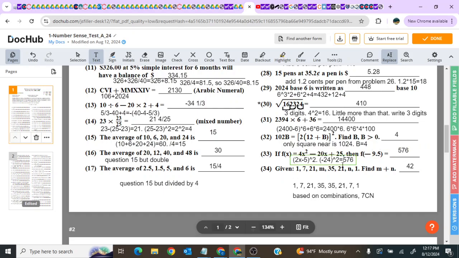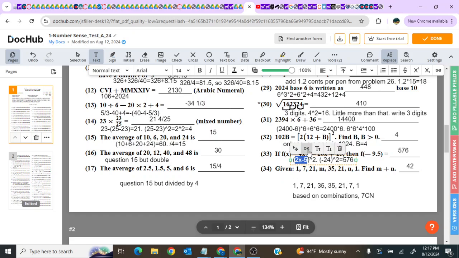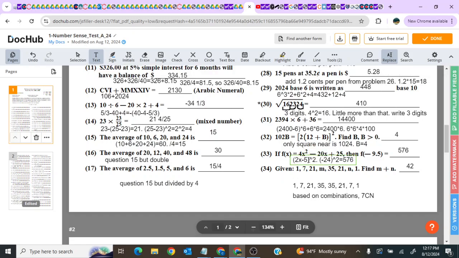33, 4x squared minus 20x plus 25. That can be simplified down to 2x minus 5 squared. If you expand that out, you'll see. And then once you do that, you just plug in your value of x. So negative 9.5 times 2 is negative 19, minus 5 is negative 24. That squared is 576.